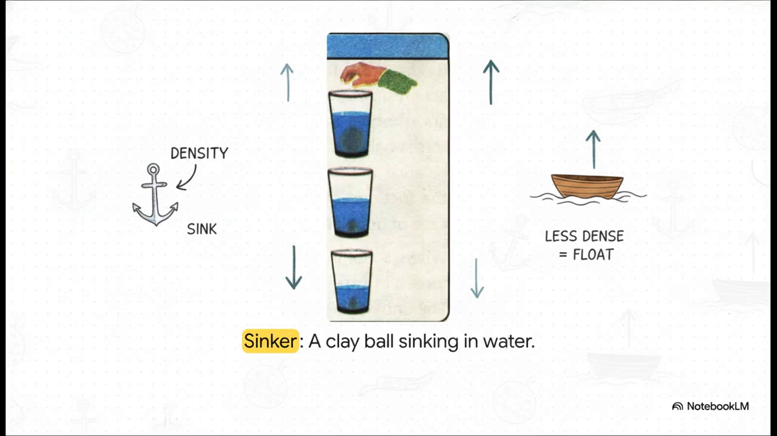Now, what's really interesting about this is how we can classify materials based completely on their density relative to water. Take a look at activity 8.1. We've got a solid ball of clay in a glass of water and, well, it goes straight to the bottom. क्यों? Because clay is denser than water. Clay की density पानी से definitely ज़्यादा होती है, which is exactly why it acts as a sinker.